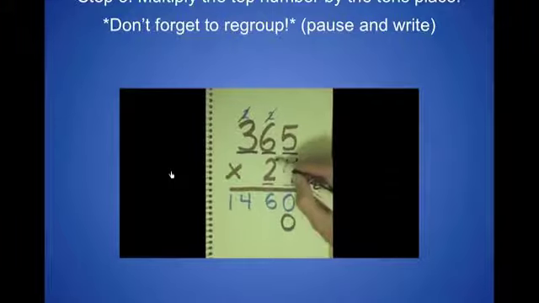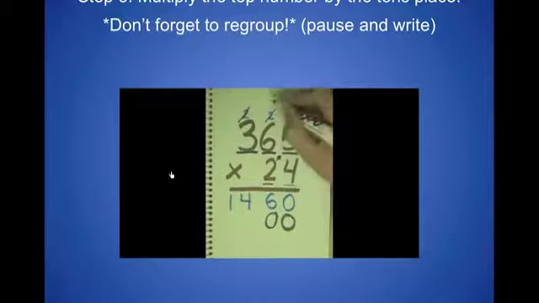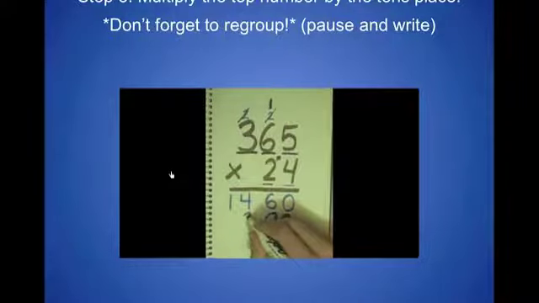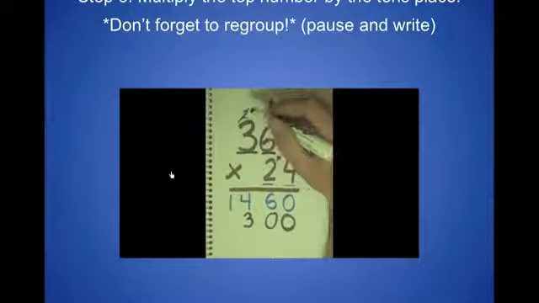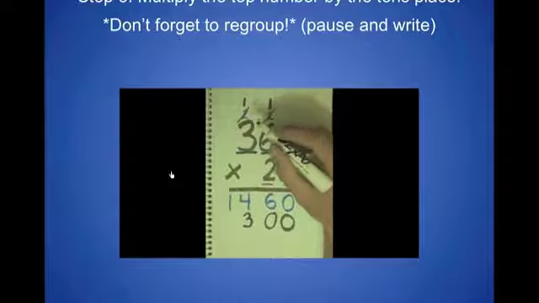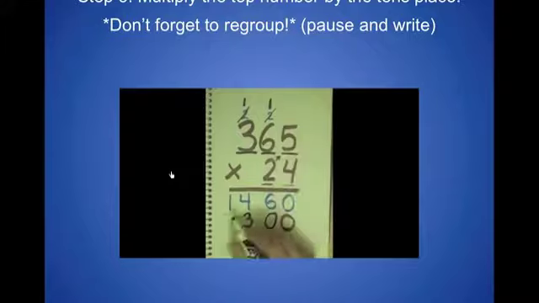So start here with 2 times 0, which is 0, and I need to carry a 1, or regroup the 1. I'm going to multiply 6 by 2 and add that 1 back in, so 6 times 2 is 12, plus 1 is 13. Write down my 3, and carry the 1 again, or regroup the 1. And lastly, I'm going to multiply 3 by 2, which equals 6, and we'll add back the 1.